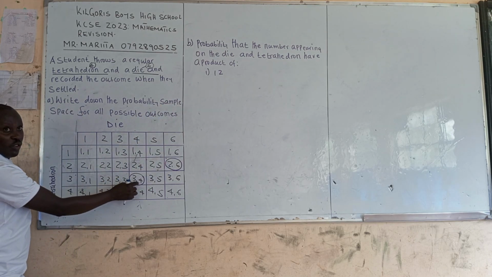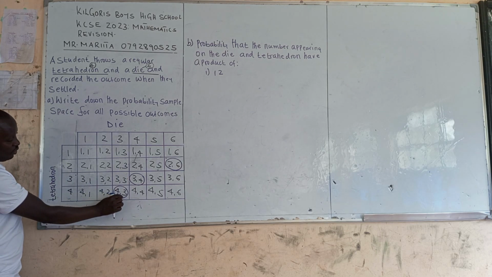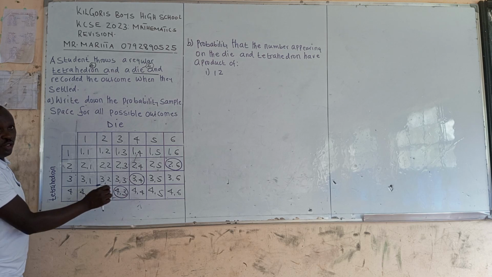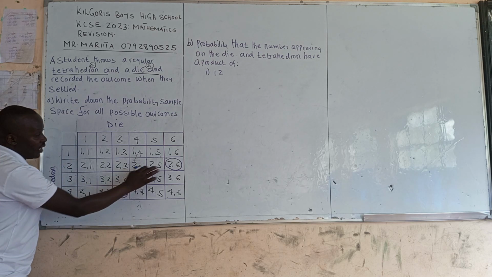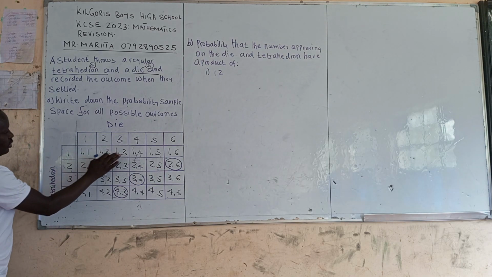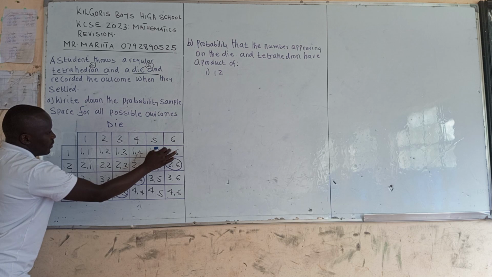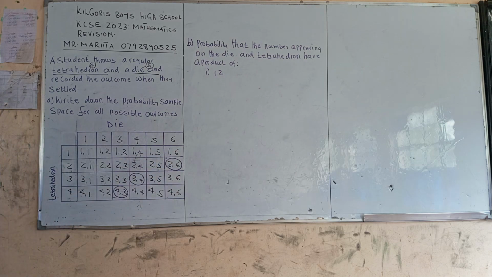We have 3 times 4, which is 12. And again, we have 3 and 4, 4 and 3, which is also 12. So what are the numbers? The numbers are just 1, 2, and 3. So the total outcome, we have 1, 2, 3, 4, 5, 6, and 1, 2, 3, 4. So 6 times 4 is giving us a total sum of 24.